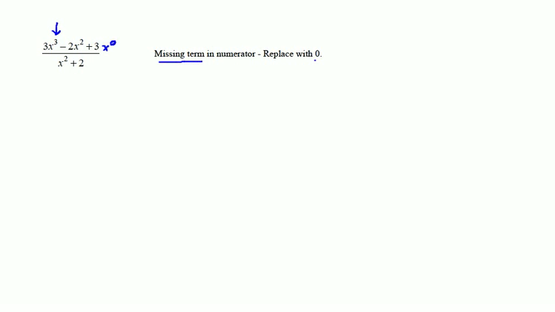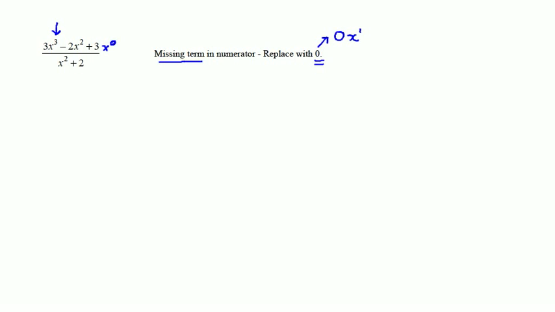When we say that we need to replace that with a 0, what we mean is that we're going to fill in a 0x to the 1 for that term, because everything will be easier if we can line up the like terms and therefore keep every power from the highest power on down to 0 represented somewhere in this dividend.